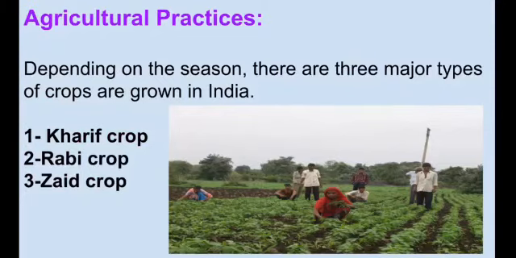So here we have more topics, like agricultural practices we have done. There are 7 major steps which are very important for crop production. Now depending on the season, there are 3 major types of crops grown in India, or you can say 2 major crops grown in India basically. The first is the Kharif crop, the second is the Rabi crop, and then the Zaid crop. So we'll talk in detail.